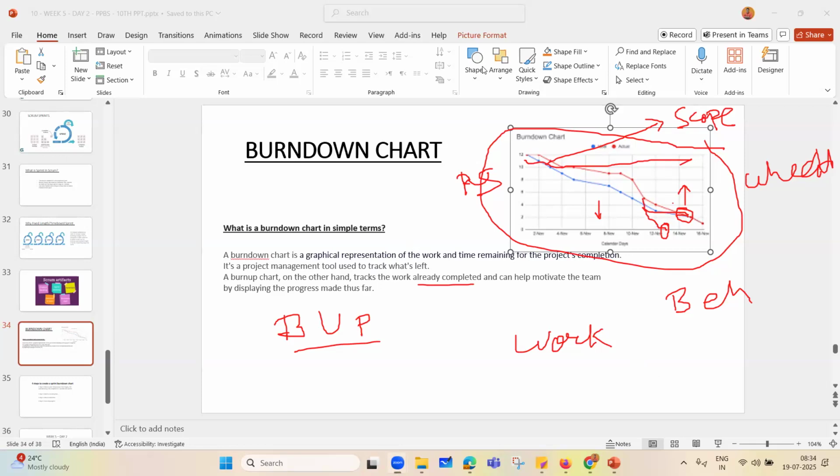For the burn down chart, as a Scrum Master, you use it as an information radiator to upper management to show them how much work is remaining to complete the project. And the burn up chart, you would use as a motivation for your team members, showing the work that has already been completed so that everybody will be inspired and motivated to do more. Okay, thank you, Ajibu.